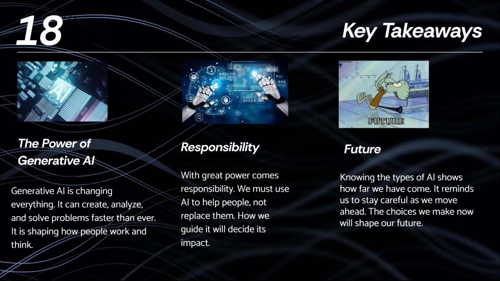The future. Knowing the types of AI shows how far we've come. It reminds us to stay careful as we move ahead, and the choices we make now will literally shape our future.